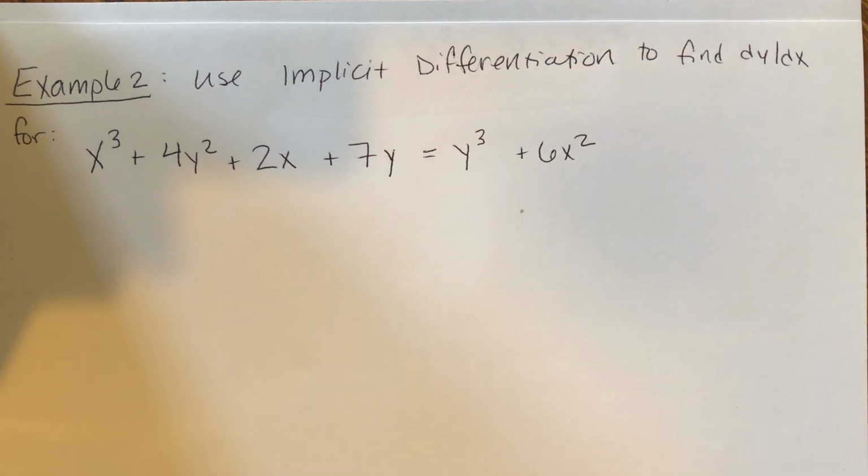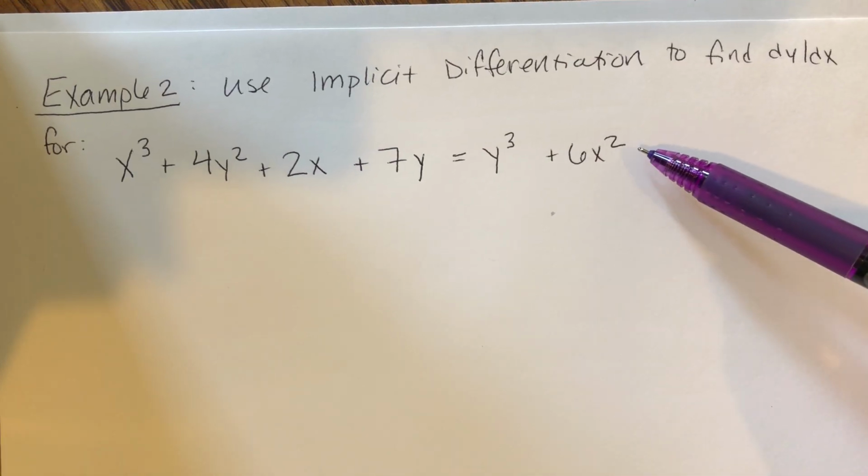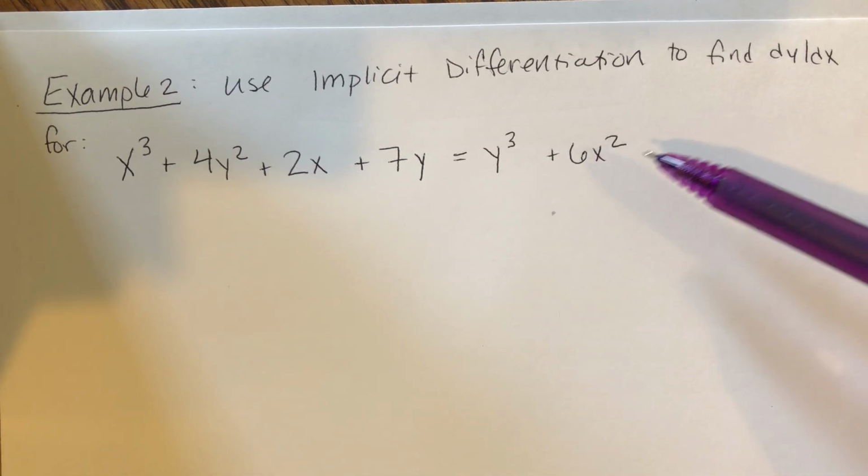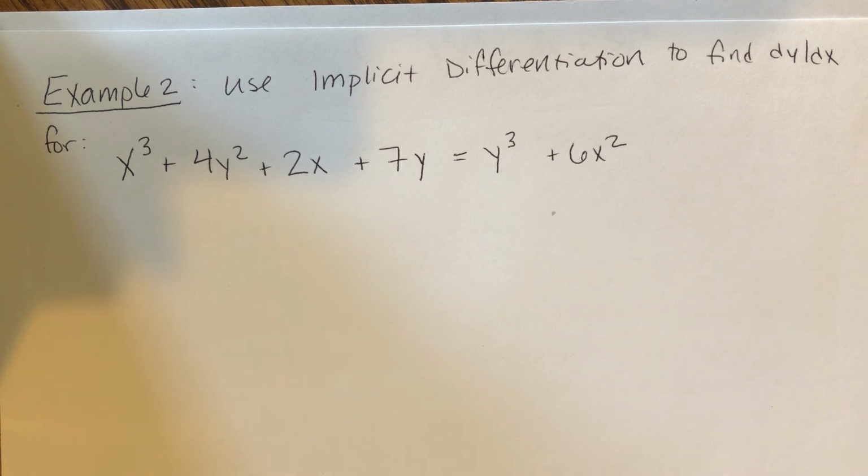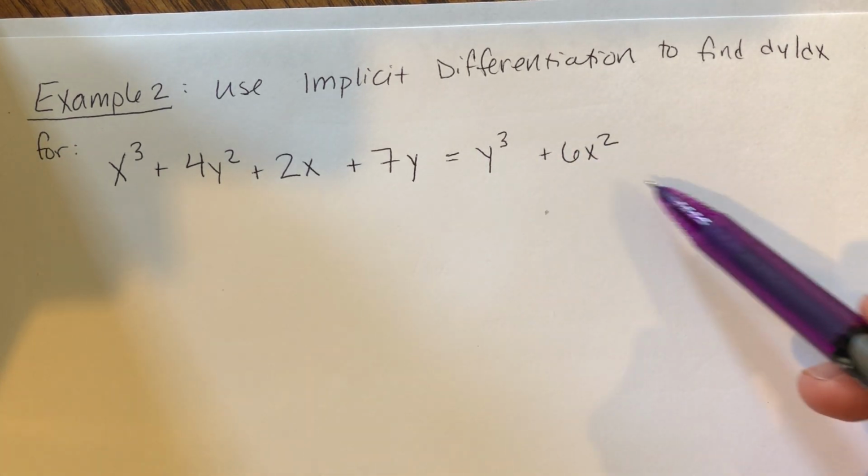Okay, so we're going to do a few more examples of implicit differentiation, and then we'll try to see how we can use these for derivatives of other types of functions as well. So first, let's use implicit differentiation to find dy dx for x cubed plus 4y squared plus 2x plus 7y equals y cubed plus 6x squared.